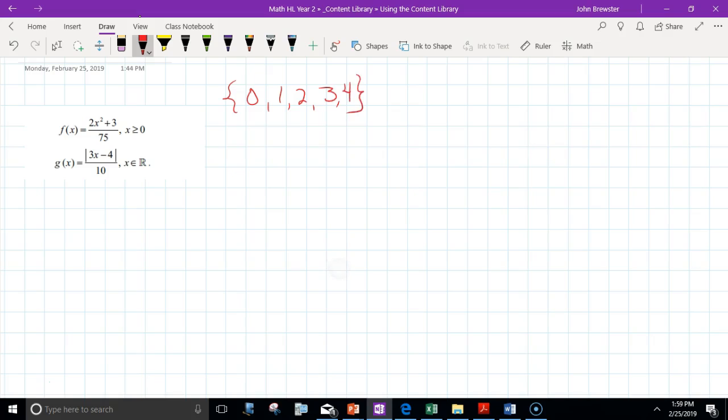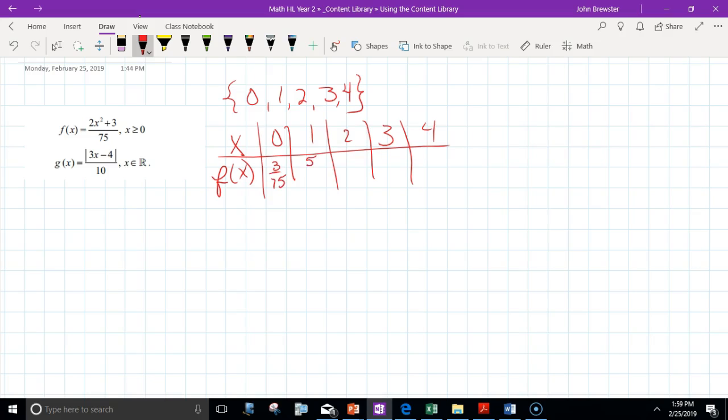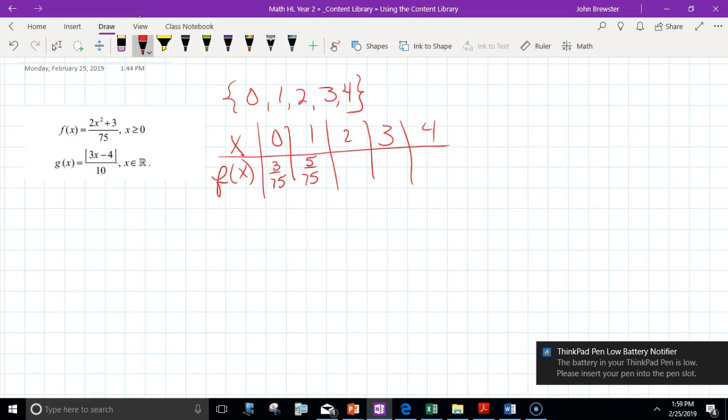Now, a probability distribution has your random variable x and the probability. So if f of x is the probability of something happening given those values of x, what you want to do is set up a little table, 0, 1, 2, 3, 4, and substitute those numbers into f of x. Those will be the probabilities. If you put a 0 in there, you get 3/75. Put a 1 in there, you get 5/75. Put a 2 in there, you get 11/75.